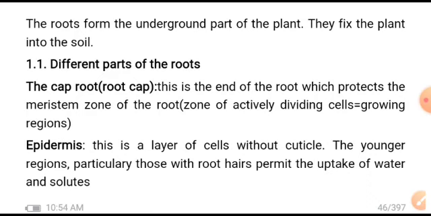There is also what you call the epidermis. This is the layer of cells without cuticle. So this layer of the root does not comprise cuticle, and the younger region, particularly those with root hairs, permits the uptake of water and solute. So it means that the epidermis has a part which comprises the root hairs, which are responsible for permitting the uptake of water and solute.